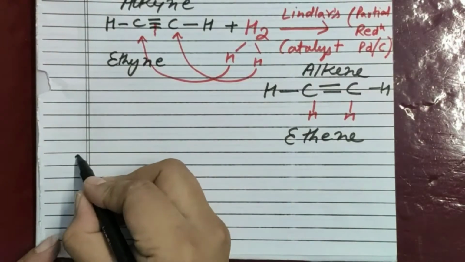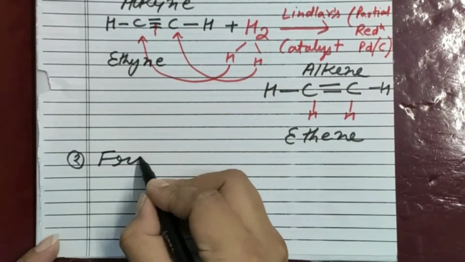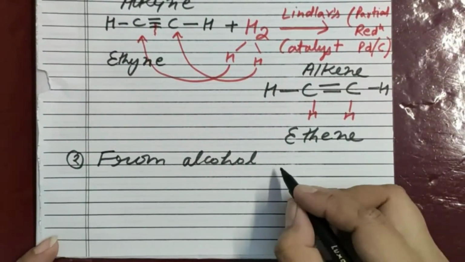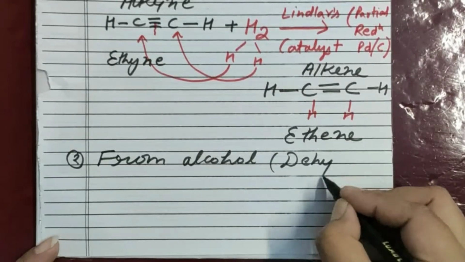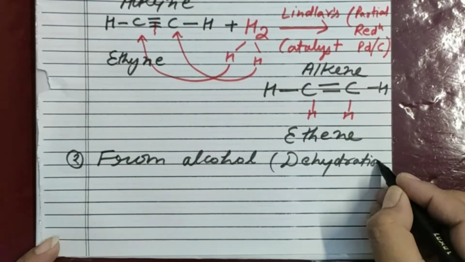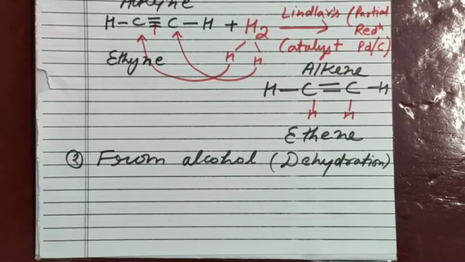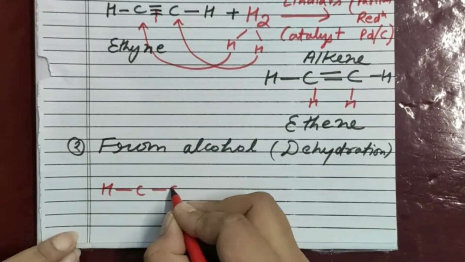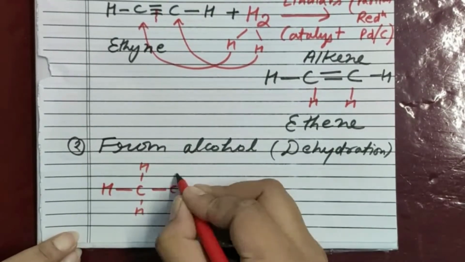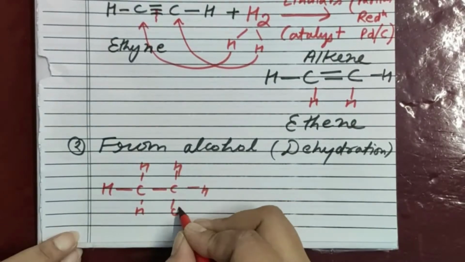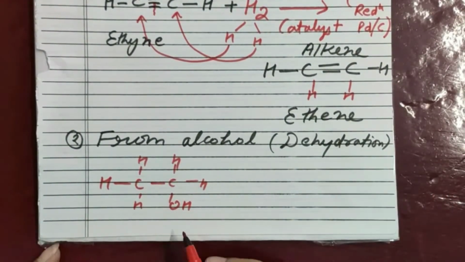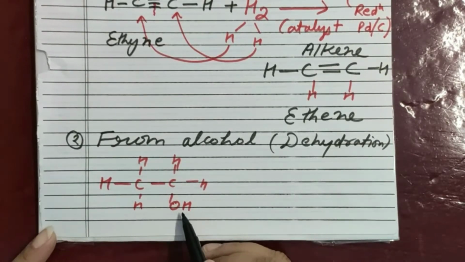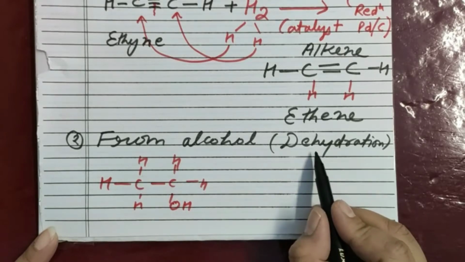Second method is from alcohols. By performing dehydration reaction of alcohol, we can obtain alkene. So we have to take alcohol, H, C, H, H, H, H, OH. OH is the functional group for alcoholic compounds. So we are going to remove this HOH, that is water. That is why the reaction is called dehydration reaction.